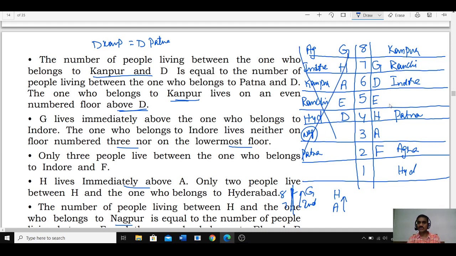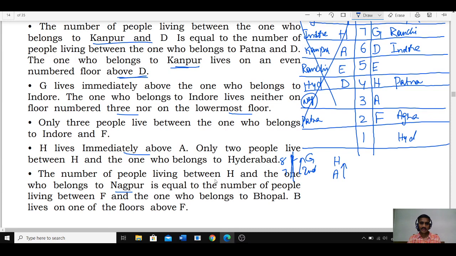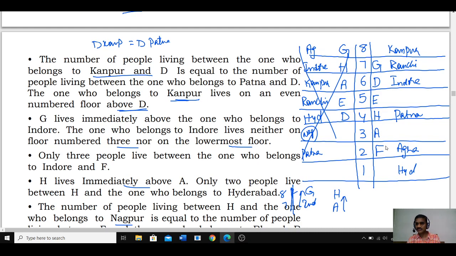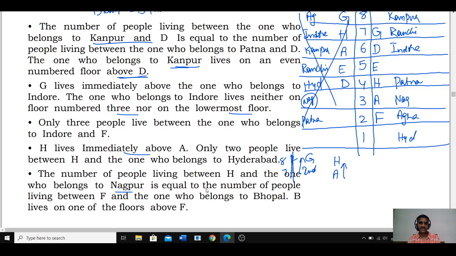కనుక H కి నాగ్పూర్కి మధ్యలో ఎంతమంది అయితే ఉన్నారో F కి అండ్ భోపాల్కి అంతమంది ఉండాలి, ఇజంట్ ఇట్? H ఇక్కడ ఉన్నాడు కాబట్టి F భోపాల్ ఇక్కడ తీసుకుంటే F కి భోపాల్కి మధ్యలో 2 persons, H కి నాగ్పూర్ మధ్యలో 2 persons, నాట్ పాసిబుల్. కనుక నాగ్పూర్ ఇక్కడ ఉంది. H అండ్ నాగ్పూర్ పక్క పక్కన ఉన్నారు కాబట్టి F and Bhopal, the number of persons must be same.